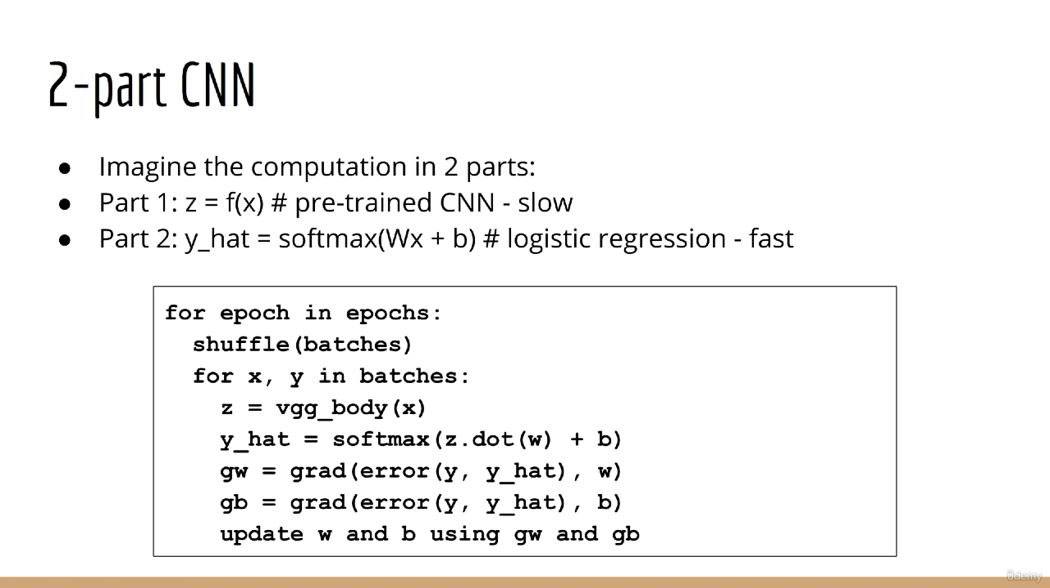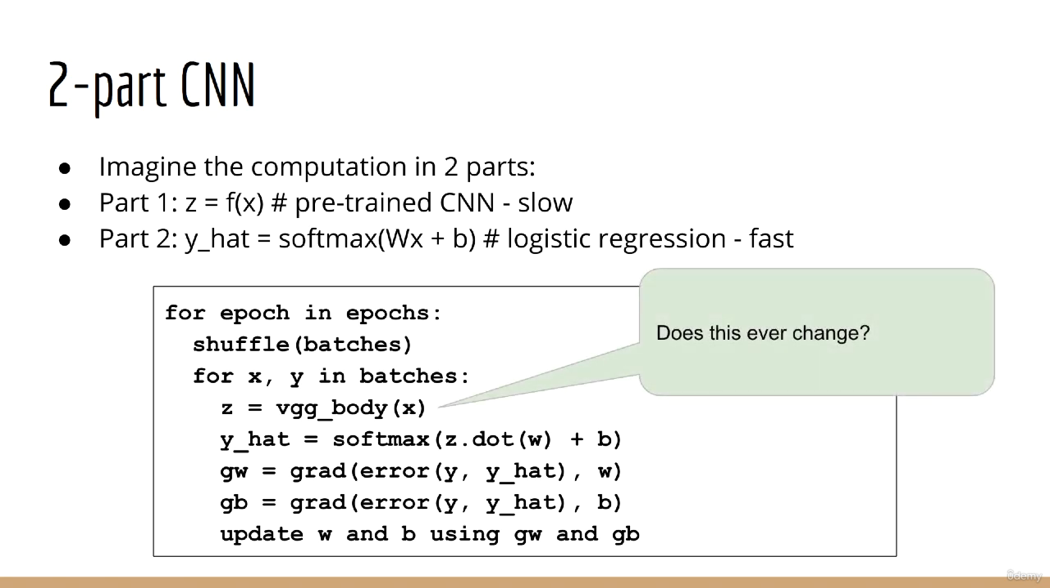The thing we want to think about is this. Does the calculation of z ever actually change? Since z is the output of the VGG network after passing in our input data, it doesn't make sense to put this inside our loop, because it's going to be the same every time. Remember, the VGG weights are not going to be trained.